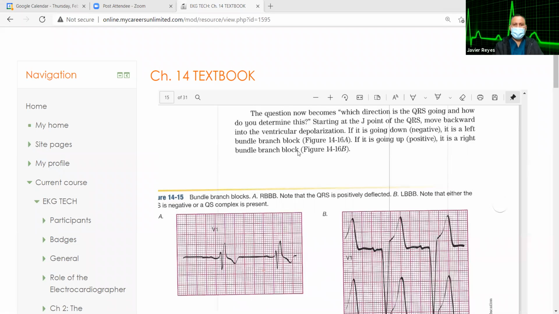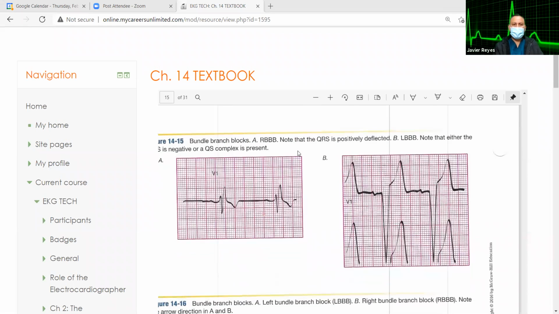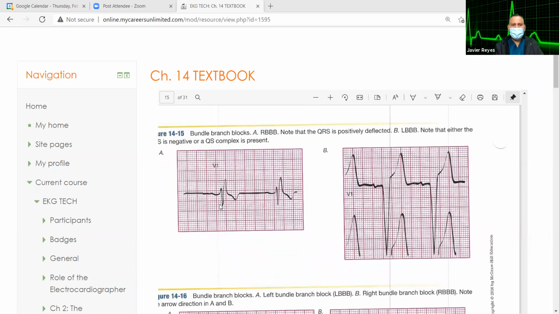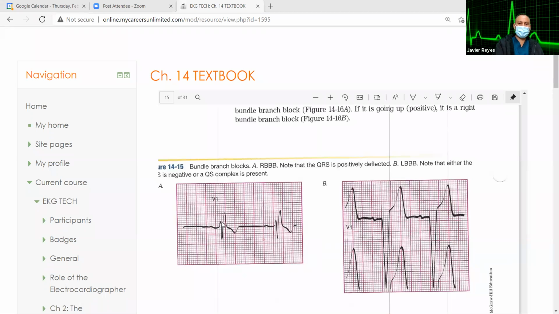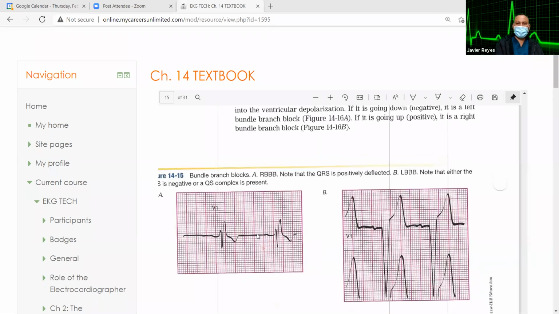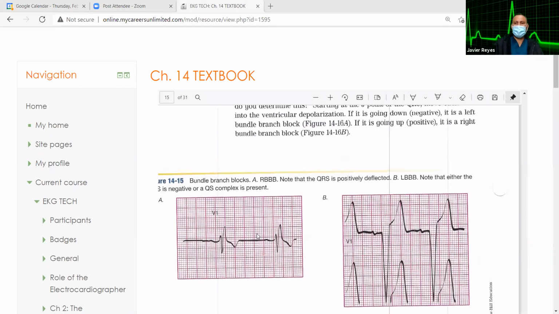Okay, so what are we looking at on figure 14.15? You see a P wave on V1. You have the deep Q. You have the R, and then it looks like a slide going down, right? One of those slides in the playground. If it's going down, it's going to be a what? No, we're talking about the R and the S, right? If it's going down, that means it's a left bundle branch. Left bundle branch block.